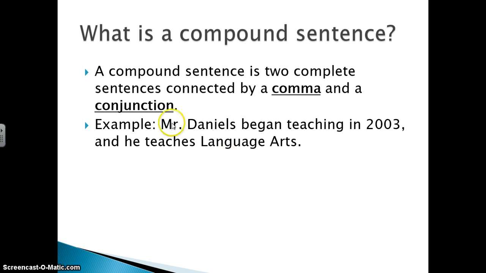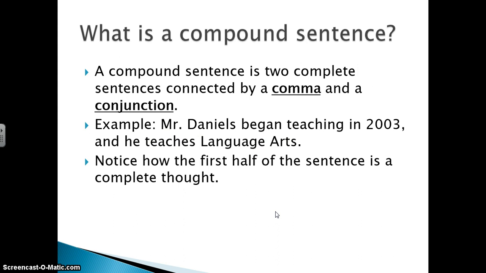Okay? So if you look at the first half of the sentence, Mr. Daniels began teaching in 2003, that is a complete sentence right there. Followed by the comma. This little guy right here, this is the conjunction, and, okay? And then the last part of the sentence finishes it off. That's another complete thought there. He teaches language arts, okay?